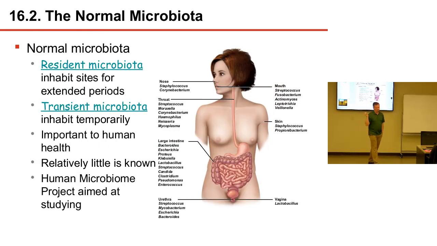The picture, since we're slowing down a little bit, is just giving us a lot of the different organisms that we're going to be covering for the rest of the semester. It's giving you their genus name, not their species name. So remember, bacteria have both a genus and a species. In the nose, we'll talk about Staphylococcus and Corynebacterium in the respiratory disease chapter, chapter 21. Throat: Streptococcus, Moraxella, Corynebacterium, Haemophilus, Neisseria, Mycoplasma. All important, all ones that we'll see later.